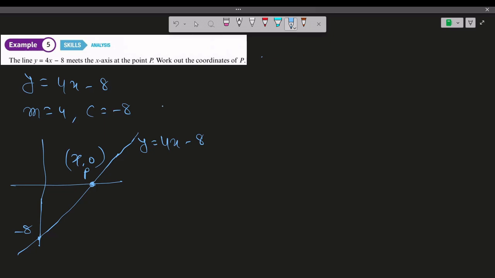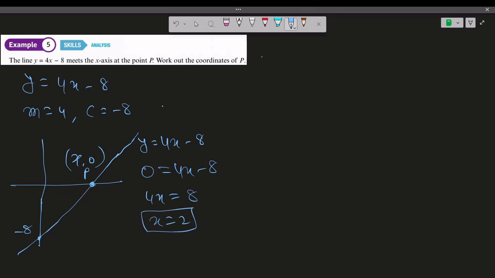Therefore, P must satisfy this equation. It means we can substitute the coordinates of P in the equation. So, if I substitute x equals 0 and y equals 0, so it will be 0 equals 4x minus 8. 4x equals 8, and x equals 8 by 4, that is 2.